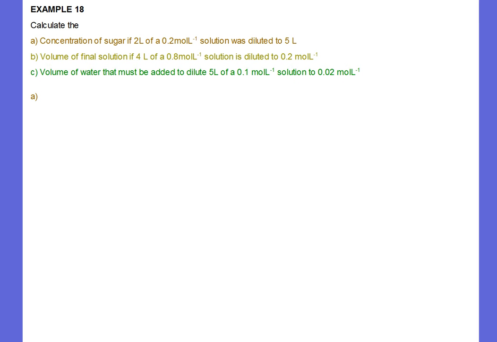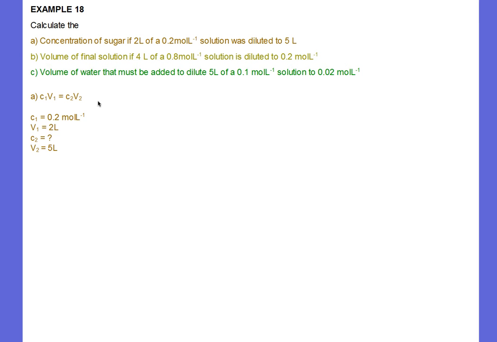So for all these dilution questions, they're fairly straightforward. You just need your data. And the data you need is the equation, C1V1 equals C2V2, and the only things you need to know are C1, V1, C2, and V2. So have a go at this question. See if you can figure out what C1, V1, C2, and V2 are in this particular question. So pause the video and have a go at that.